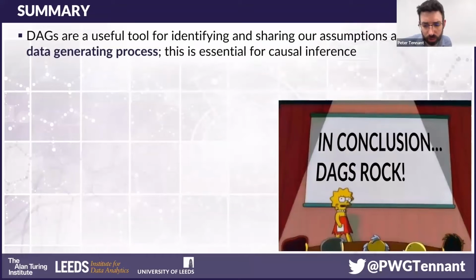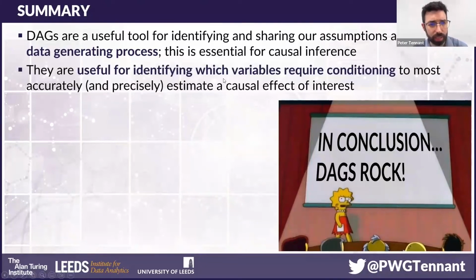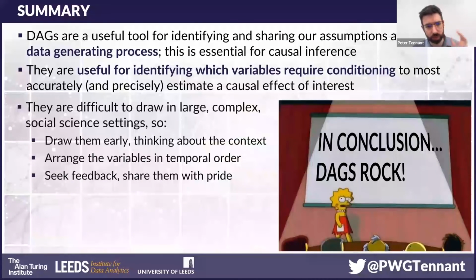So I'm going to round up and then return for questions. My summary is that I think DAGs are very useful tools for identifying and sharing our assumptions about the data generating process, and that this is essential for quantitative causal inference because they allow us to identify which variables need to be conditioned on in order to accurately and precisely estimate a causal effect of interest.